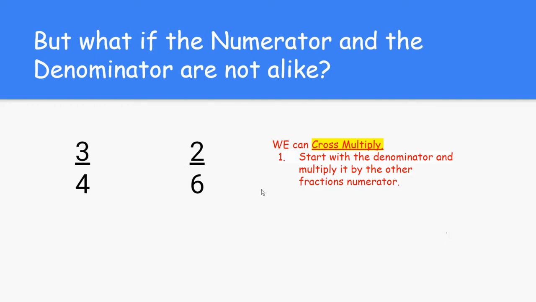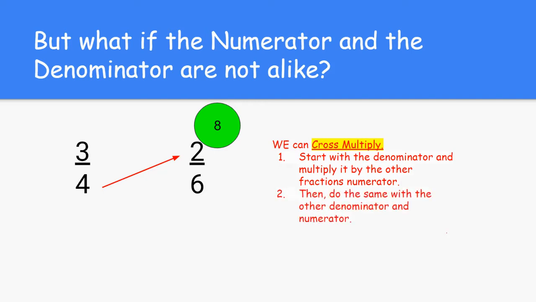And in order to do this, we're going to start with the denominator and multiply it by the other fraction's numerator. So you'll see with the red arrow, I'm going to take 4, which is the denominator on one of my fractions, and I'm going to go all the way across to the numerator of the other fraction to multiply it. All right, and 4 times 2, everybody is? I hope you said 8. And then we do the same exact thing with our other denominator and numerator. So I'm going to take 6 and multiply it by 3. And everybody, 6 times 3, in your brain, you should be saying it, 18.